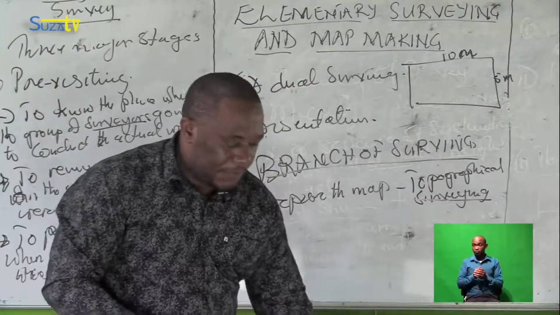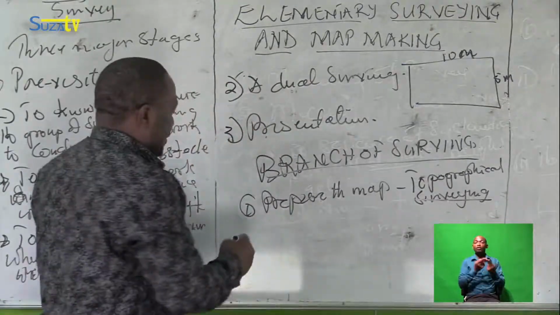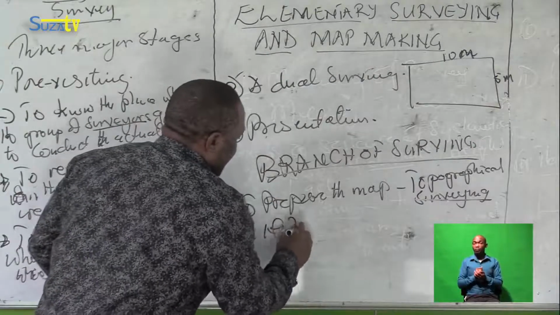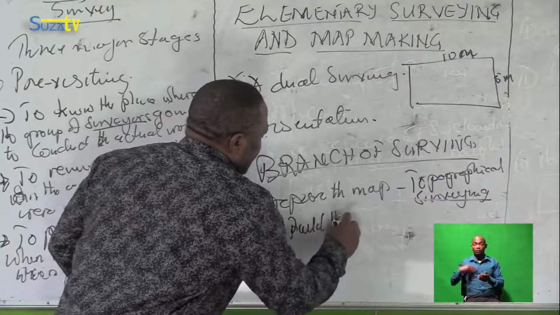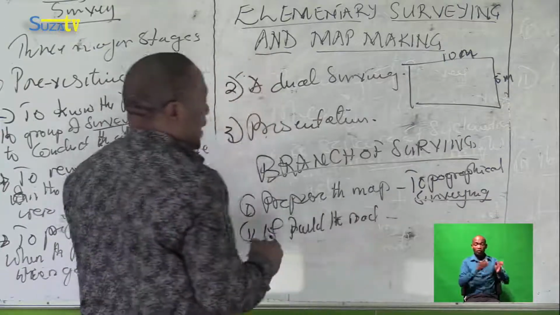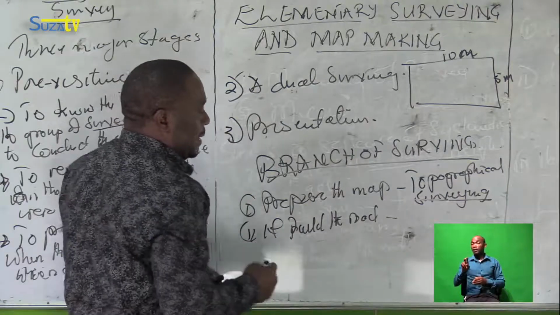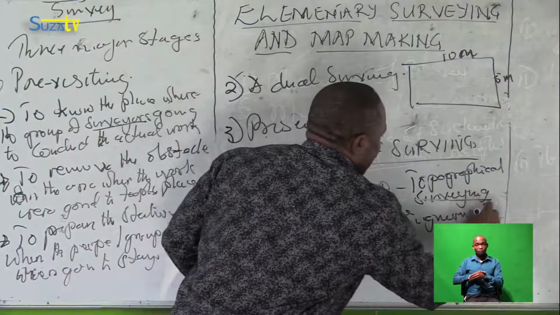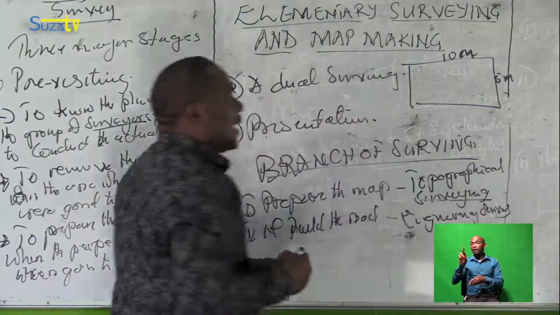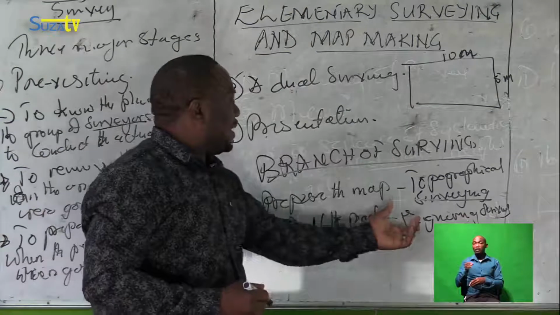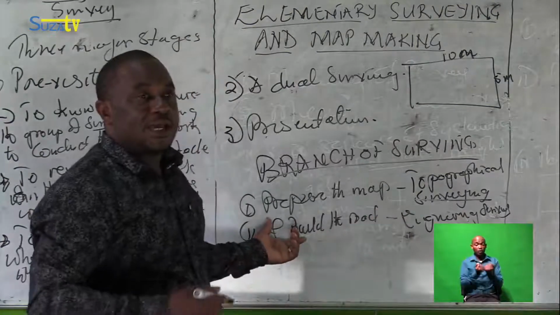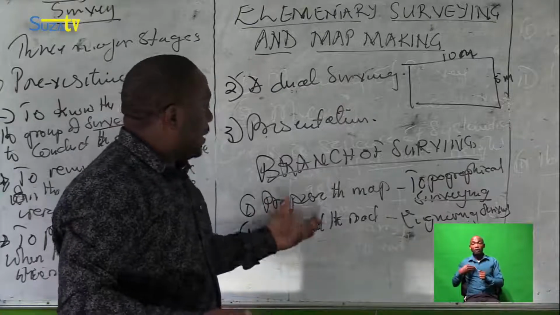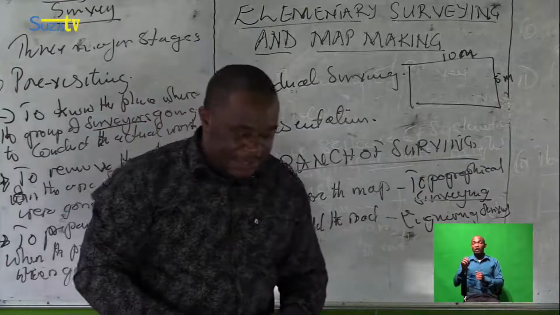Also, if we need to build roads, the survey used here is engineering surveying. Engineering surveying is used in building roads to measure the distance, the width of the roads, and the material needed there, so that you can deal with the engineering survey.